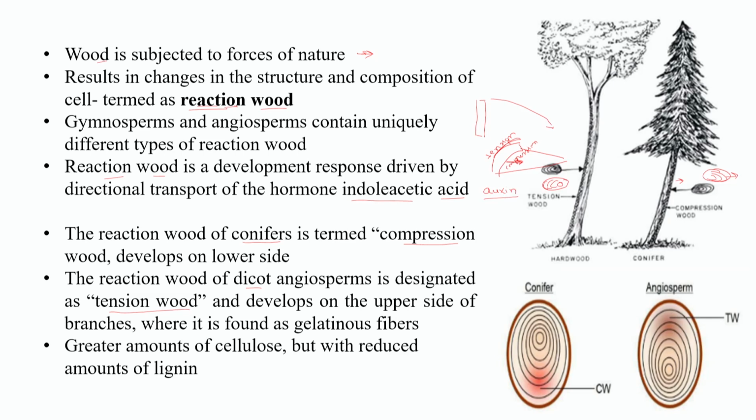In this tension wood, we have discussed gelatinous fibers. These types of fibers appear in tension wood. These are also sclerenchymatous fibers, but in this case they have a greater amount of cellulose and a reduced amount of lignin. This type of wood accumulates in response to some forces, and it is known as reaction wood.